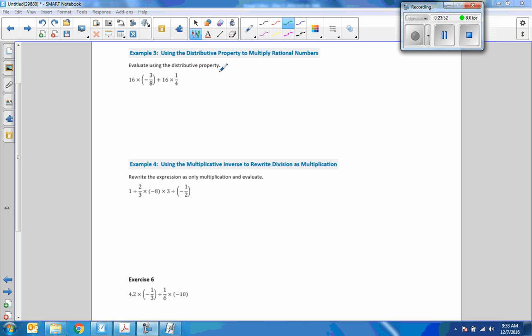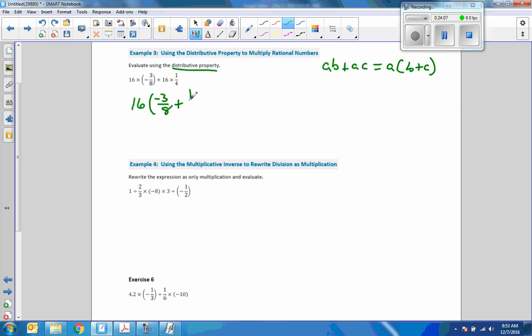Okay, now we're doing the distributive property, but now we're going to work it backwards. So backwards would be A times B plus A times C equals A times (B plus C). Okay, we can work it both directions, and this is already split up, and I see 16 twice. So I'm going to say 16 times the quantity -3/8 plus 1/4.